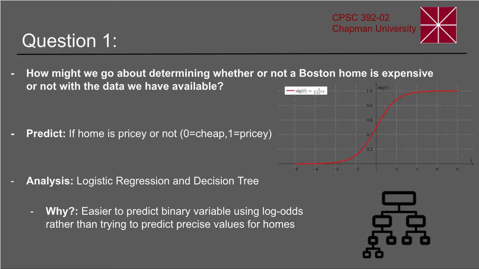As for question 1, I wanted to see how we might go about determining whether or not a Boston home is expensive with the data that we had available. So again, to do this, I decided to turn it into a classification problem because I assumed it would be easier to predict a binary variable rather than a precise continuous number. And for this classification problem, I used logistic regression and decision tree models.